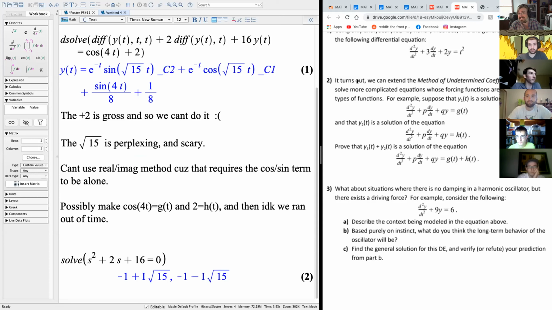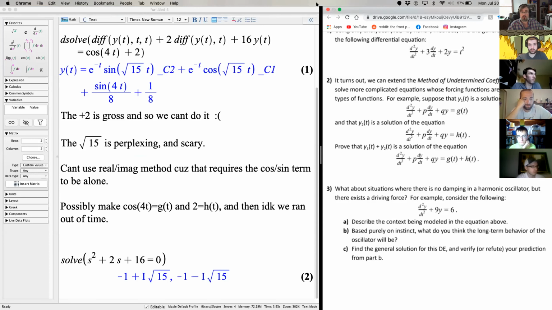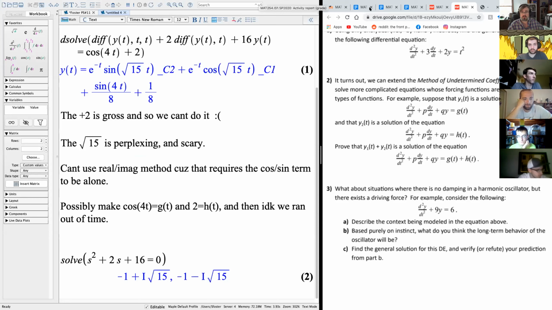They're going to have the exact same homogeneous part. So the e to the -t times sine of blah, blah, blah times a constant plus the second term, e to the -t times cosine, that part of your general solution is going to be the same whether the forcing function is a cosine of 4t or just 2. Okay, that makes sense. Right?